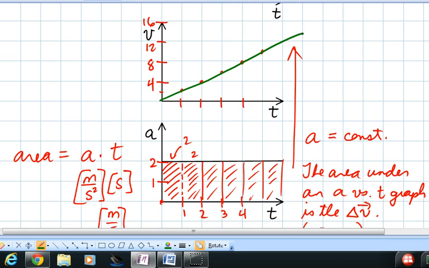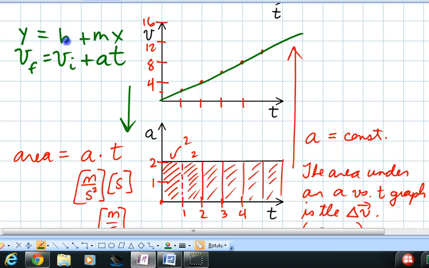Now this should start to look familiar to you. As a matter of fact, the equation for this line is V final equals V initial plus acceleration times time. Okay? And guess how we get back to the acceleration? Well, to find the acceleration we take the slope, and y equals mx plus b. So go back and look at the more about slopes video for more information on this.